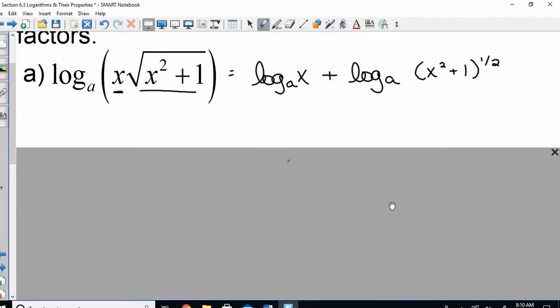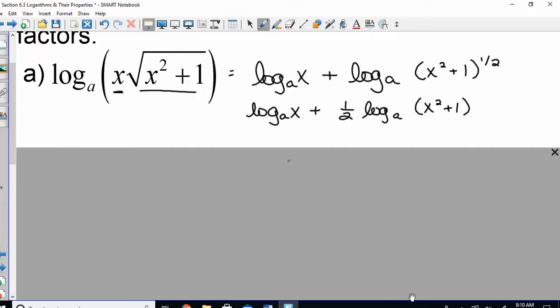Okay, we can go another step here. What could I do with that 1/2? Exponents come down in front, so I have log base a of x plus 1/2 log base a of x squared plus 1.